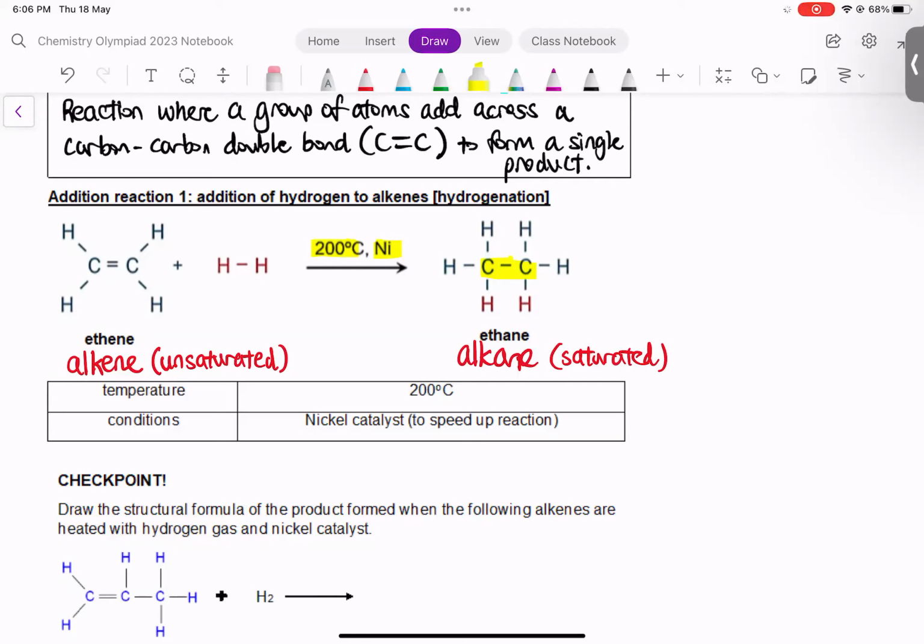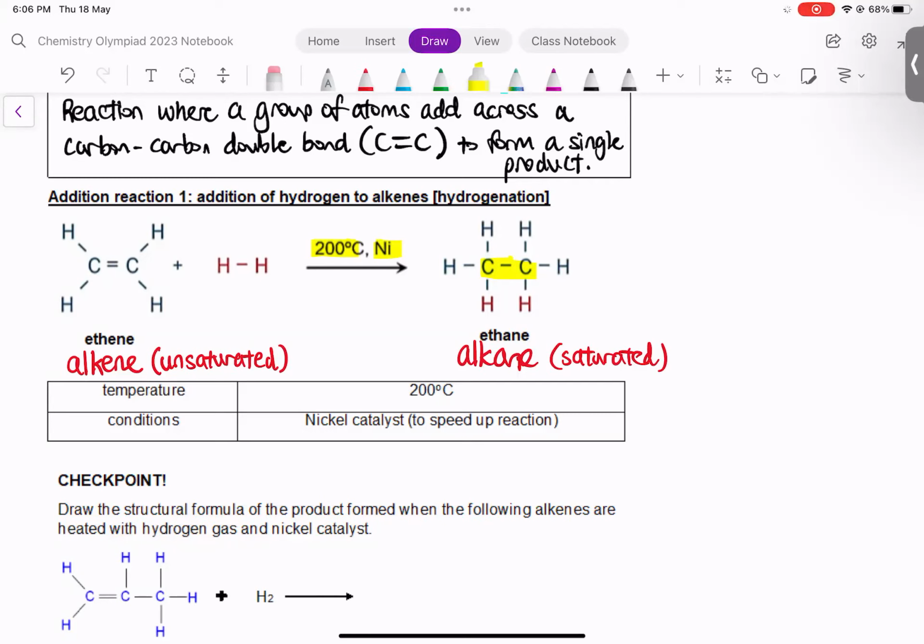Now the checkpoint. I'll just quickly draw the answer for you. Basically, you focus on the double bond. Look where the double bond is. Then you break that double bond into a single bond. At first it's a double bond, now it's a single bond. And then you just need to add 2 hydrogens to it. The rest of the molecule will remain the same. So you went from propene to propane.